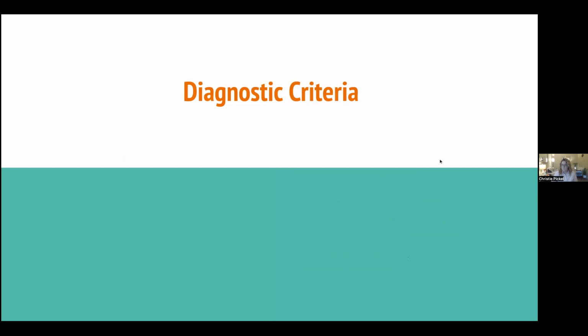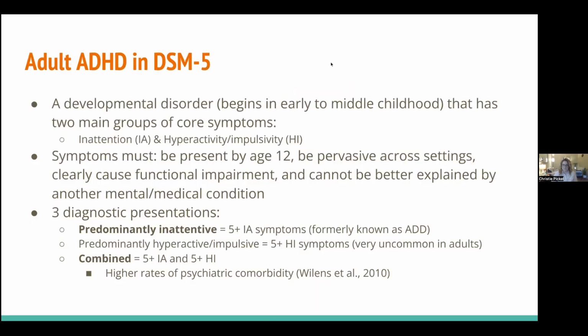So we're going to start by getting a little refresher on the diagnostic criteria of ADHD in adults, specifically with DSM-5, because that looks a little different than past versions. As a broad overview, we consider ADHD to be a developmental disorder, so it begins early on in development, in early to middle childhood. And it's characterized by two main groups of symptoms, right? We have inattentive symptoms, and hyperactivity-impulsivity. We'll talk a little more about those in a minute.